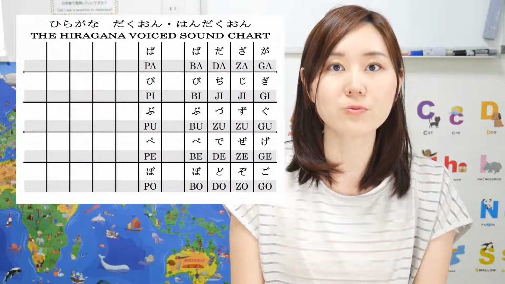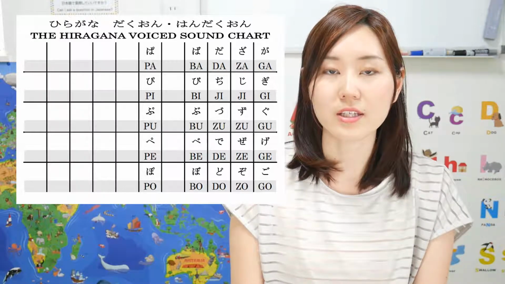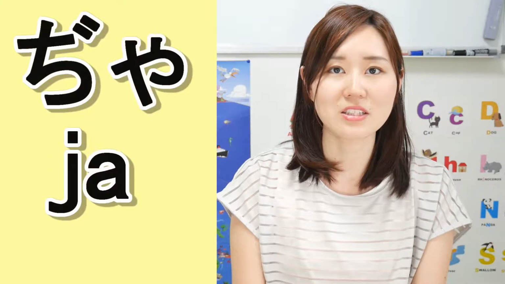Also, if you remember those voiced sounds, you can use it with those too. So, in other words, gi becomes gya, gyu, gyo. Ji becomes ja, ju, jo. And the next one is also the same sound, ja, ju, jo. It has two versions, right? Bya, byu, byo, and pya, pyu, pyo. So you can use it with those voiced sounds as well.